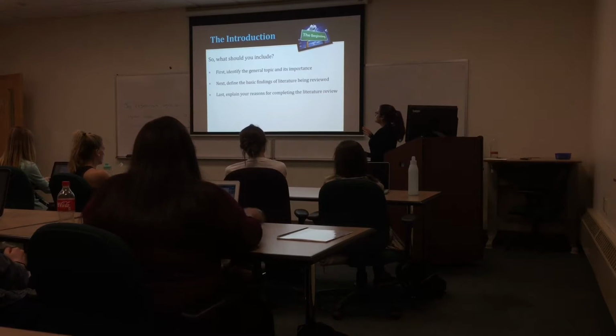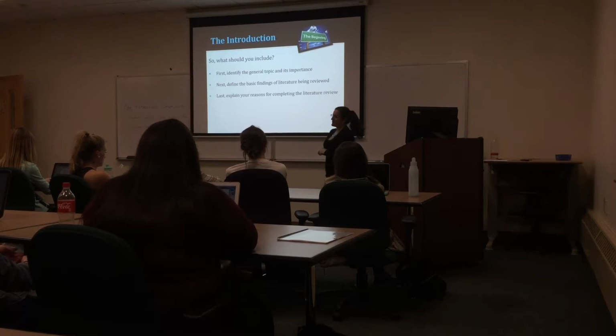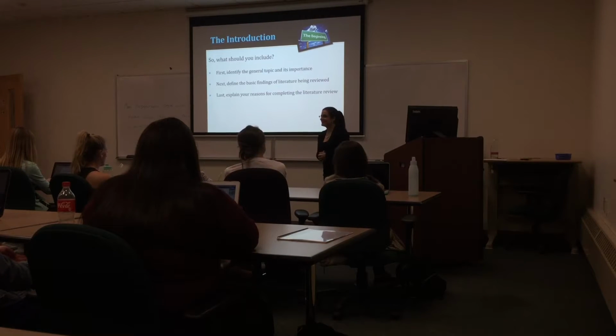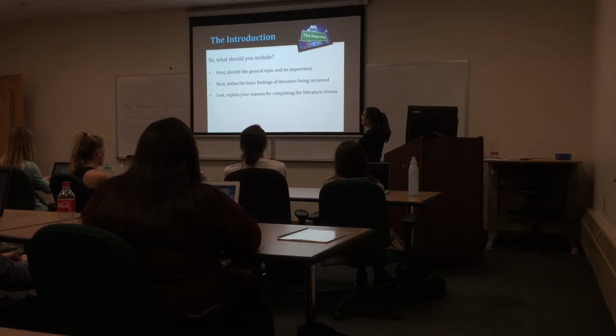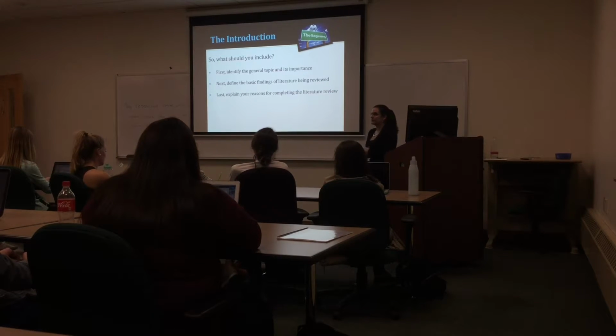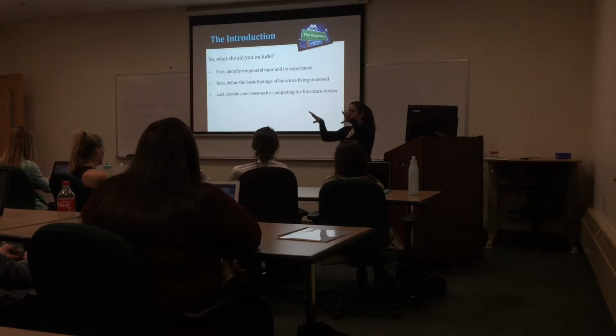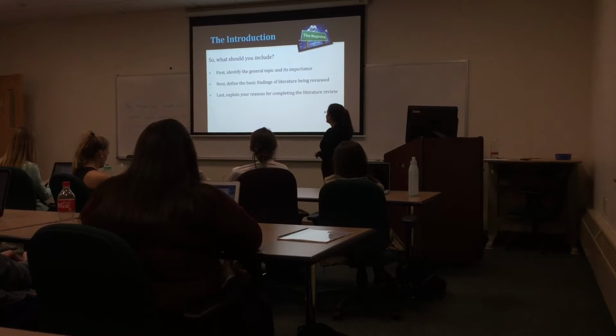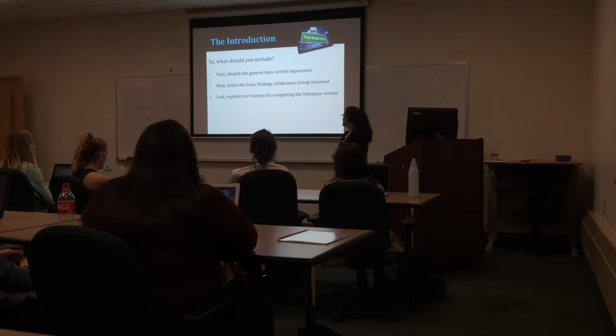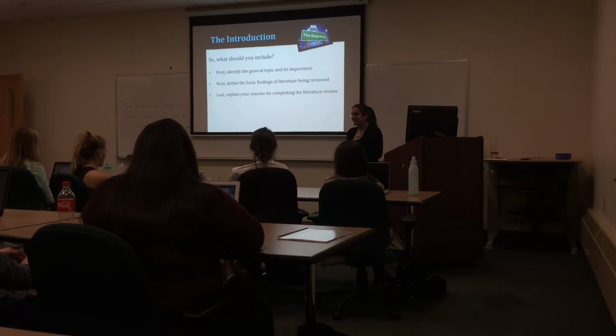So these are the things to make sure you have in your introduction. We need to identify the general topic and why it's important. We need to define the basic findings of the literature that's being reviewed. So present the major sides of the argument, the biggest principles. And finally, we explain the reason for completing the literature review. But again, it's hard to do that without putting in your own opinion, right?